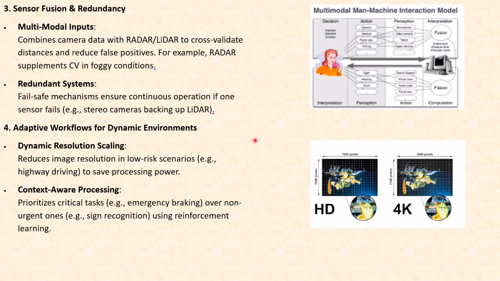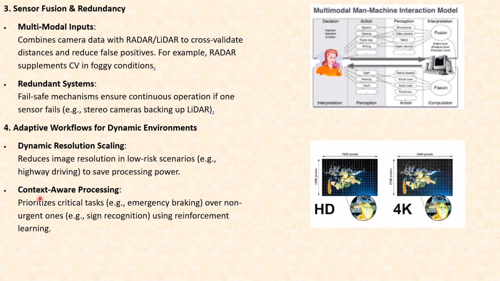Now coming to adaptive workflows for dynamic environments, dynamic resolution scaling reduces the image resolution in low-risk scenarios to save processing power. Alright, so this is like proactive image resolution: where risk is low, it reduces the resolution to save the processing power. You don't require any high resolution when there is no risk. Okay, so computer vision can identify whether it is a high-risk or low-risk scenario and proactively changes the image resolution to save the processing power.